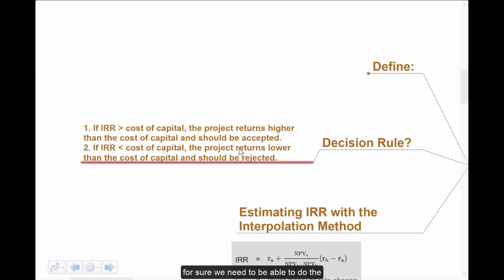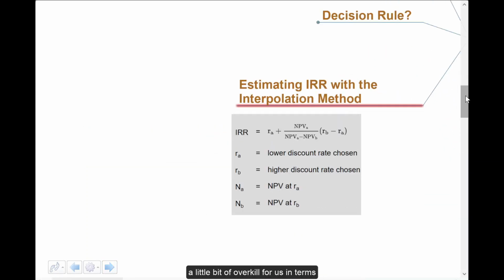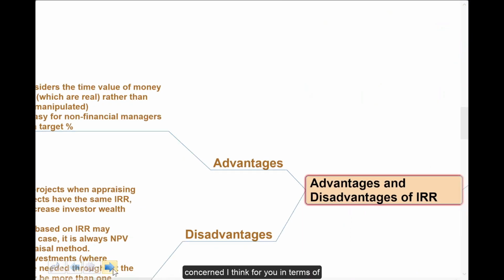We need to be able to do the narrative or discursive questions as well. And certainly IRR lends itself to narrative as well as numerical. Now, in terms of the calculation, I think this is a little bit of overkill for us in terms of calculating IRR. I think within the MA exam, questions pertaining to actually calculating the IRR are limited. This is given, I believe, for illustrative purposes only. Okay? I'm more concerned, I think, for you in terms of theory.